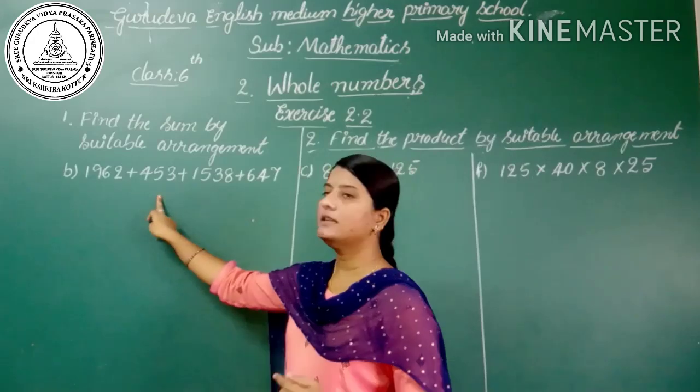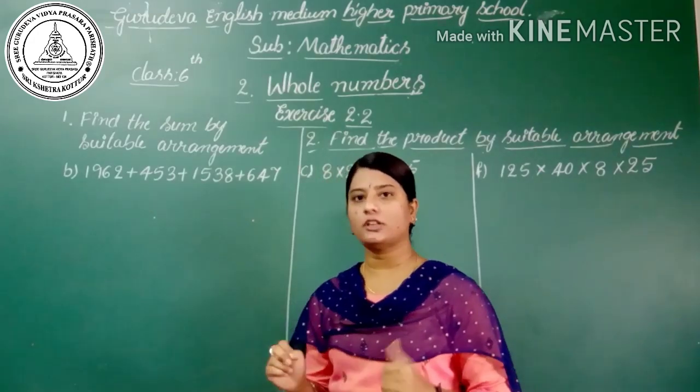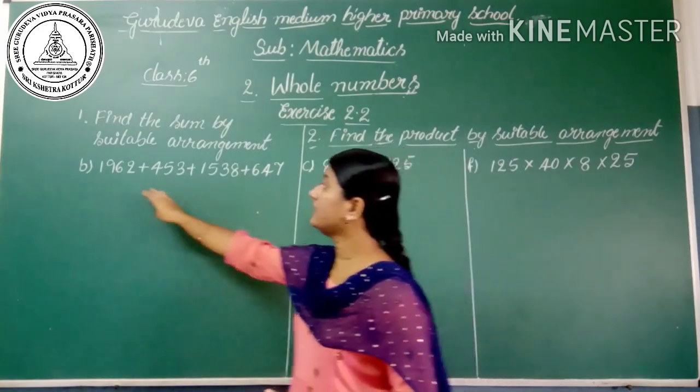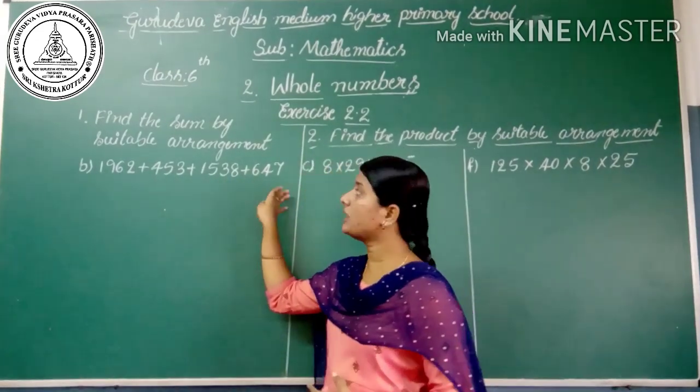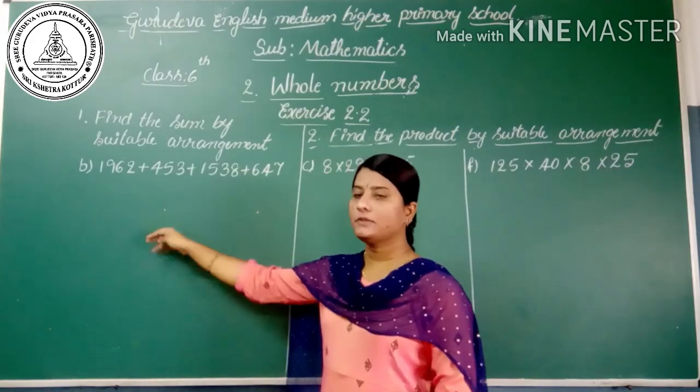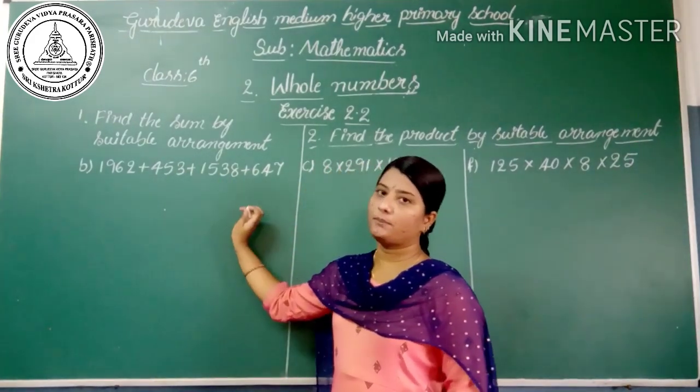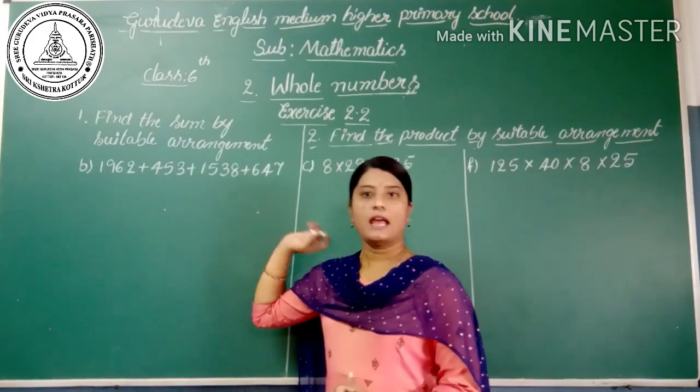I have taken the second question. You have to do the first question in your notes. How to solve this problem? Here they have given four numbers, and we have to find the sum. So in these four numbers I will rearrange the numbers for my convenience of addition.